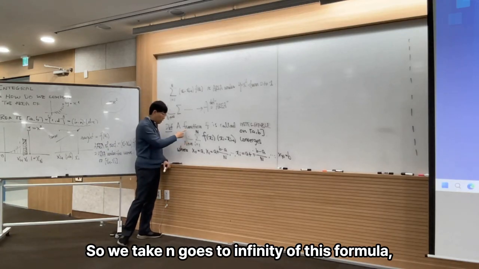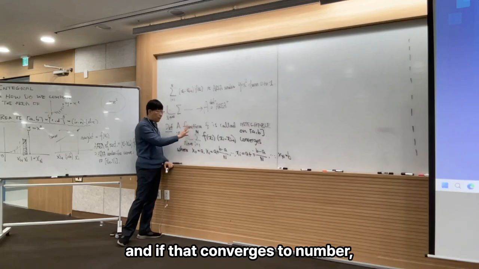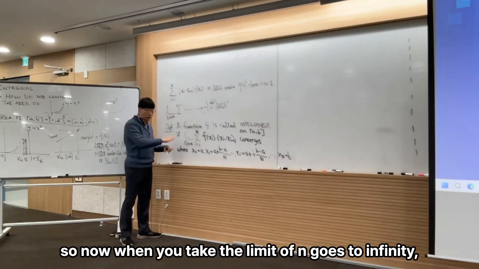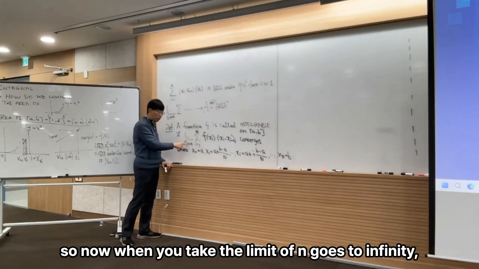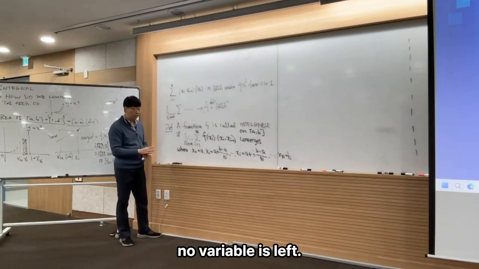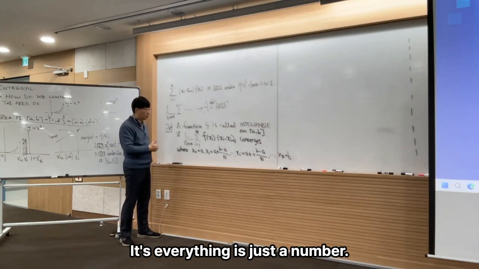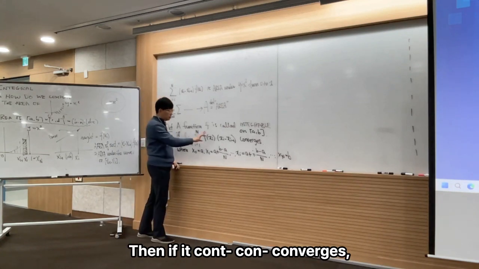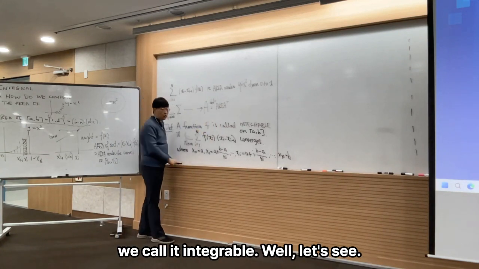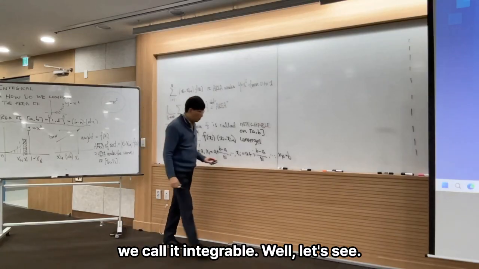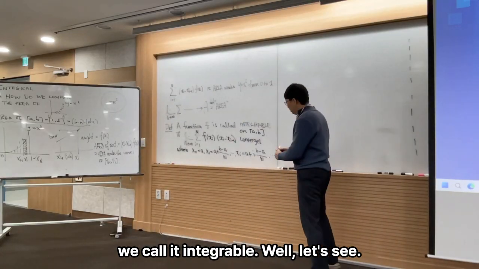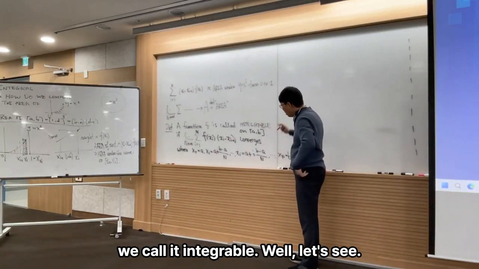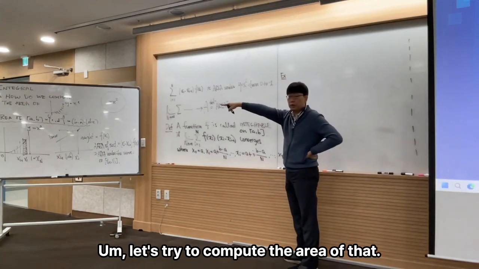So we take n goes to infinity of this formula. And if that converges to a number, so now when you take the limit as n goes to infinity, no variable is left. Everything is just a number. Then if it converges, we call it integrable. Well, let's try to compute the area of that.